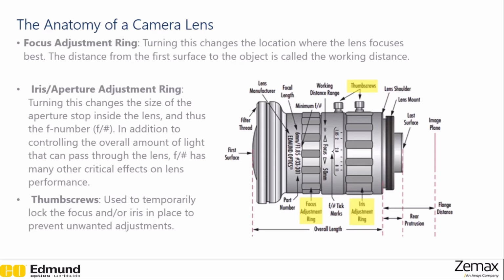The iris, or the aperture adjustment ring: turning this changes the size of the aperture, changing how much light is let into the system. And this changes the F number, which is F/#. In addition to controlling the overall light that can pass through the lens, the F number has many other critical effects on lens performance, which we'll see more later in the course. There are several thumb screws. These are used to temporarily lock the focus or the iris adjustment into place, so that once you've set your parameters you want for imaging, you don't accidentally bump or change them.